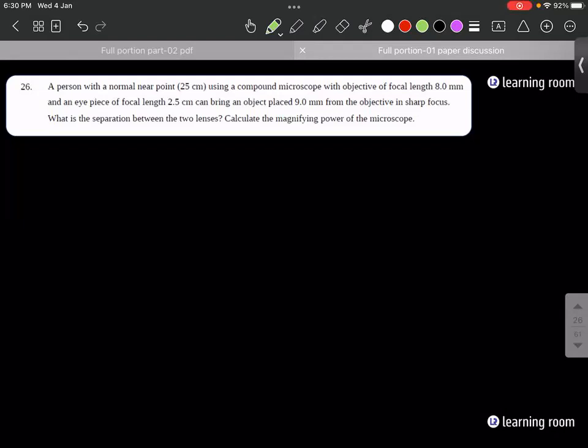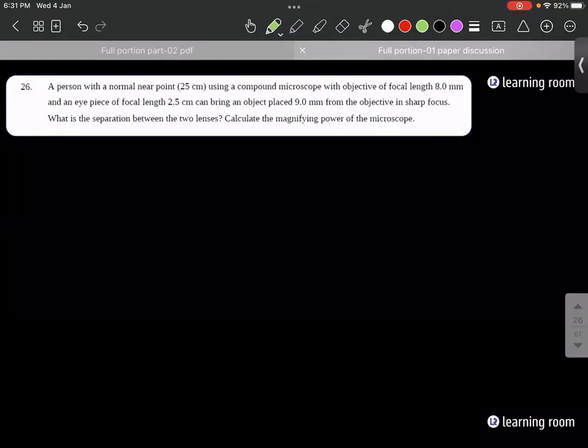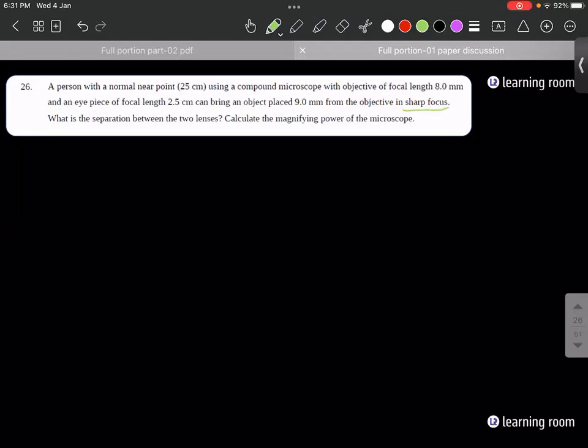So what do you mean by sharp focus? That has something to tell us. Sharp focus means the image is formed at the least distance of distinct vision, that is at the near point. So obviously, how are you going to proceed? Collect all the data. So u naught is how much? 9 millimeters. Okay, so here everything is in centimeter. Convert millimeter into centimeter, so 0.9 centimeter. Okay, there is something else I need to add to this. What is it? Minus. Yes, that's right. So u naught is this one.